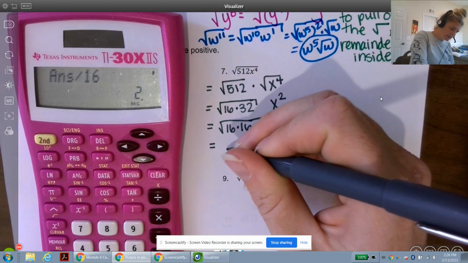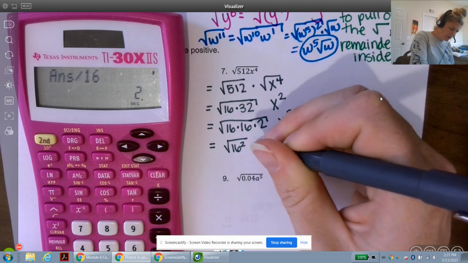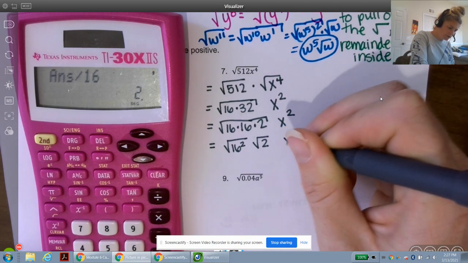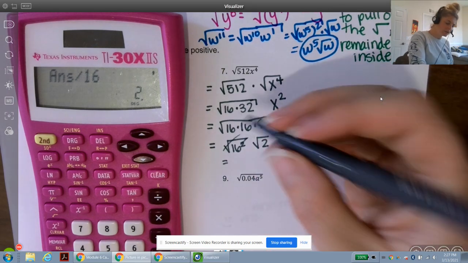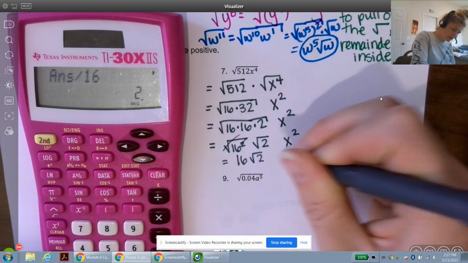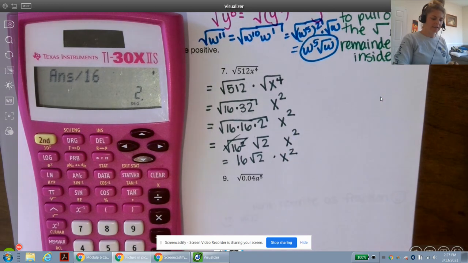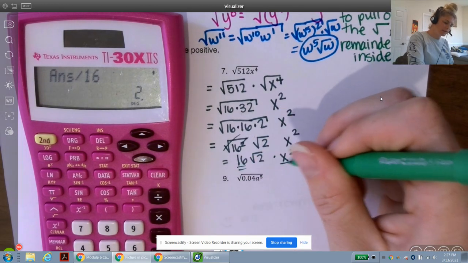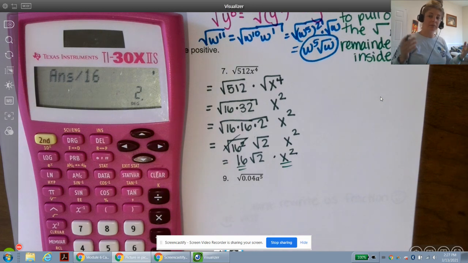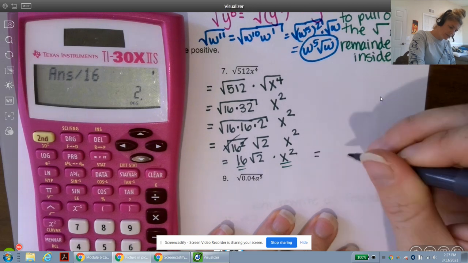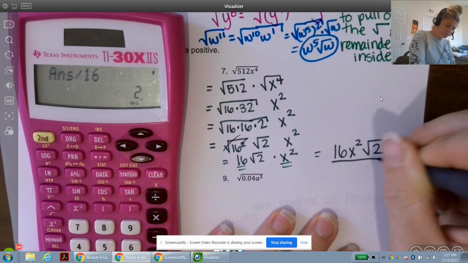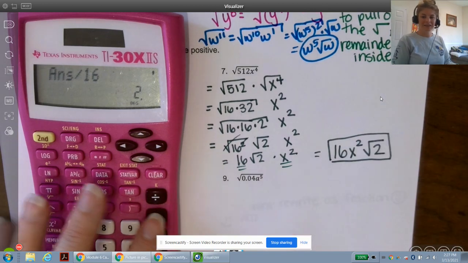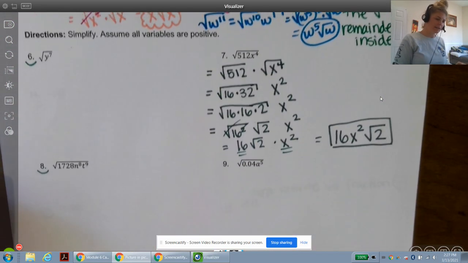So here I can write this as the square root of 16 squared, square root of 2, all times x squared. Square roots and squares are inverse operations. 16 square root 2, all times x squared. And something that's important is numbers on the outside always get multiplied by numbers on the outside, and numbers on the inside of the radical only get multiplied by numbers on the inside. So to simplify this completely, this is 16x squared, square root 2. Final answer. Nice job.